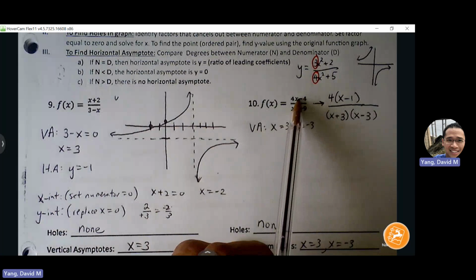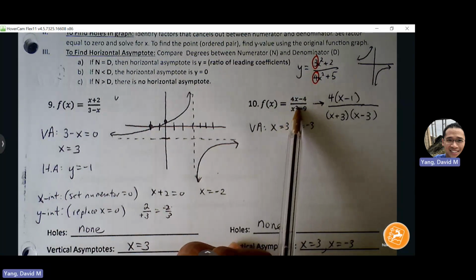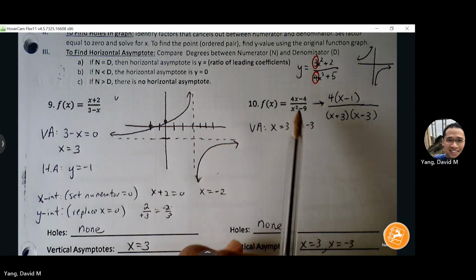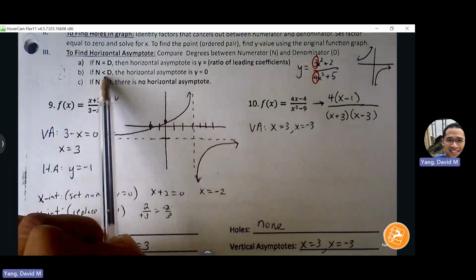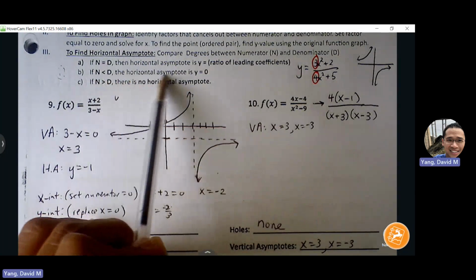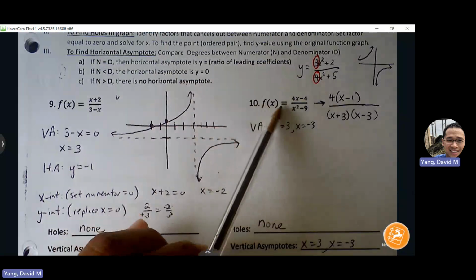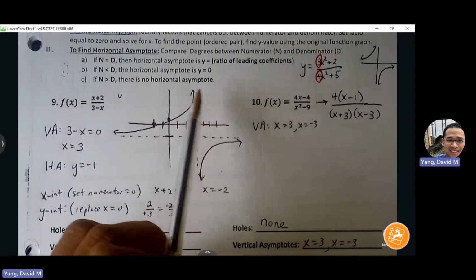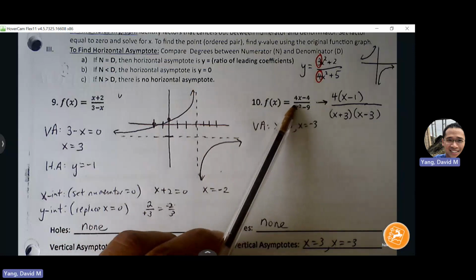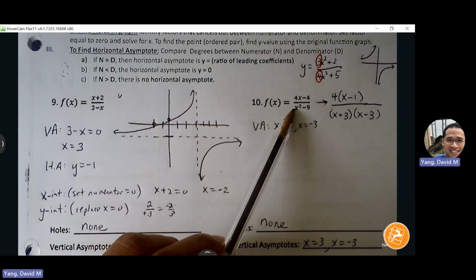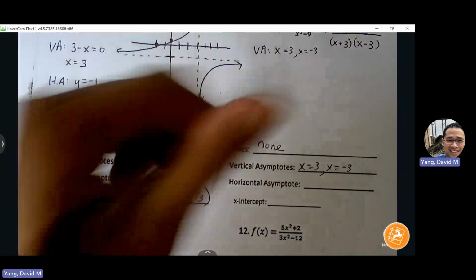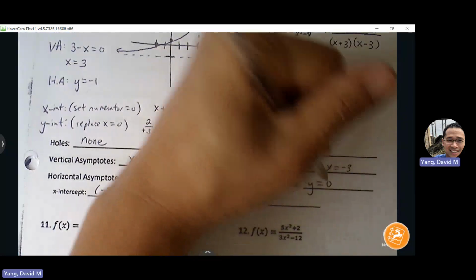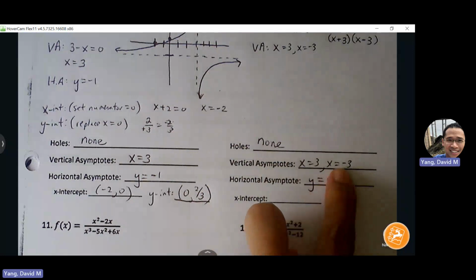What's the degree of my numerator? 1. Denominator is degree 2. Which one is higher? Denominator. If my numerator degree is less than my denominator degree, y equals 0. If the numerator had a higher degree, like x squared over x, then there would be no horizontal asymptote. But because the denominator has a higher degree, there's still an asymptote, and it's always going to be at 0.